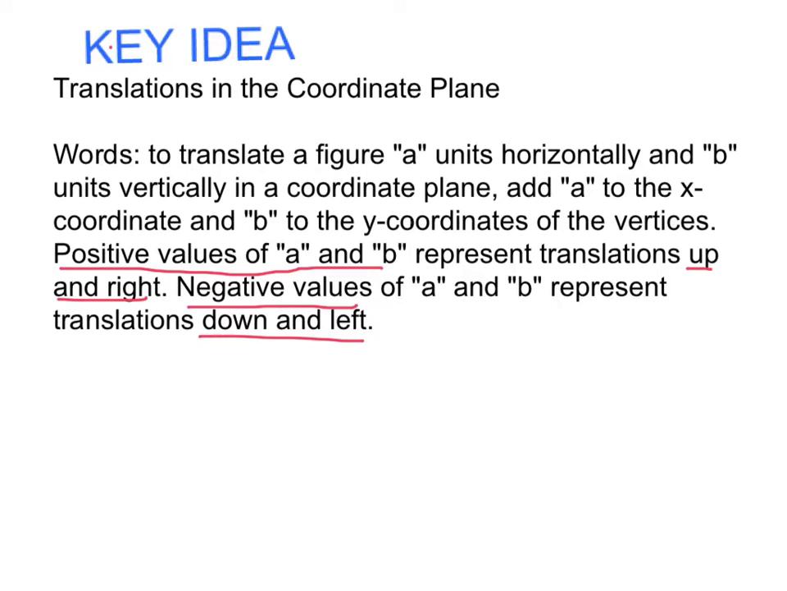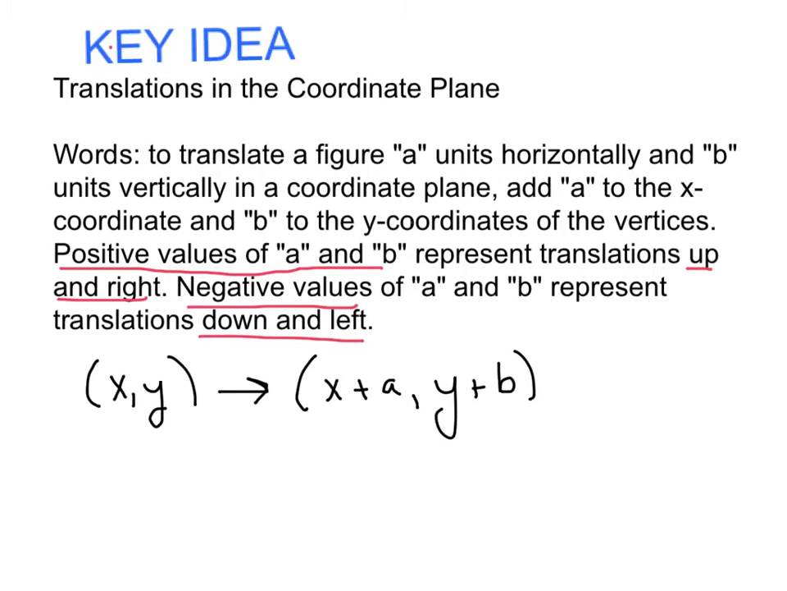Now, if we put this in algebra, it's going to look like this. Your coordinate plane, X and Y, this should be review. X is left and right, Y is up and down. So, if you move something A units, your X is going to become X plus A. You're going to add A to whatever X is, and you're going to add B to whatever Y is. So here is what your graph would look like.